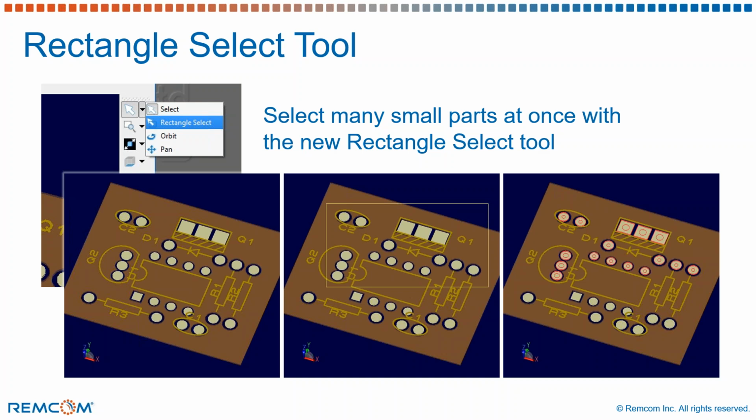Something that we've been asked for on numerous occasions was the ability to select a lot of small parts with one swipe of a rectangle, like a lot of other tools do. So in this release we've added the rectangle select tool. You just select that tool, draw a rectangle, and everything inside that rectangle will then be selected as shown here. So if you wanted to delete a lot of little components or something, you could easily do that now.